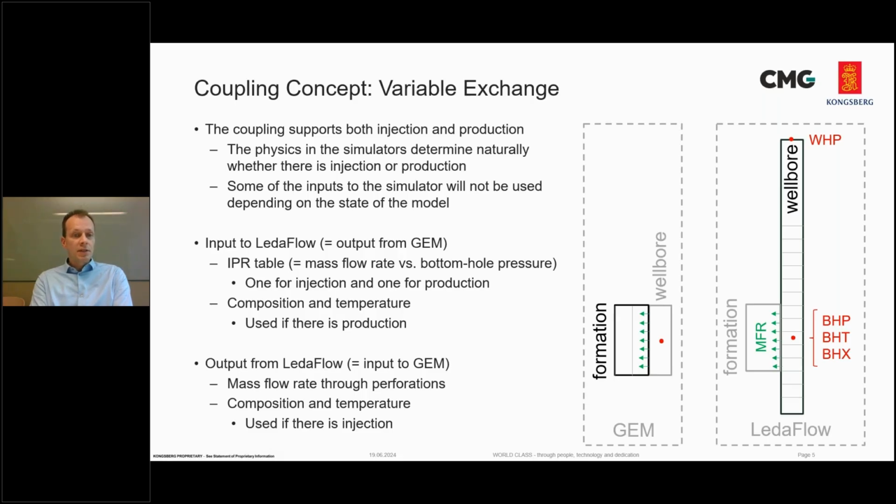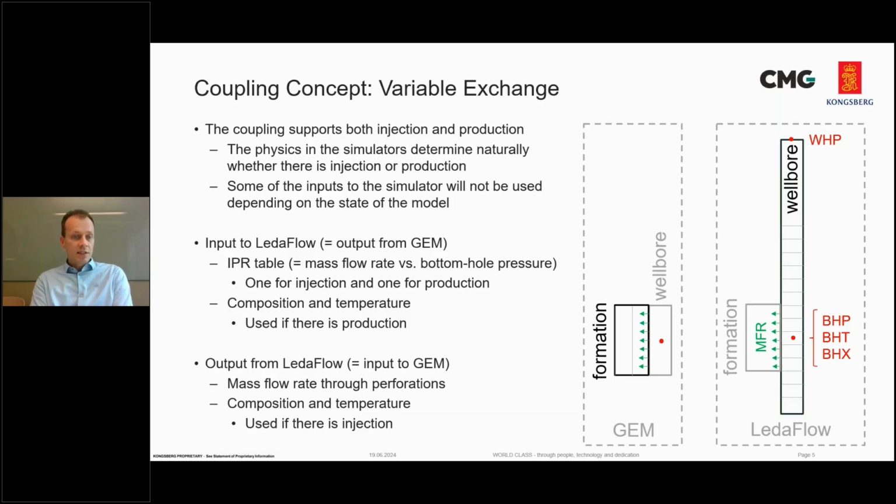And the input to LedaFlow comes as output from GEM. In this case, it involves an IPR table, which means the mass flow rate versus the bottom hole pressure as a table. And we have one IPR table for the injection, one IPR table for the production, so that is redundant depending on whether you're producing or injecting, but it's important to have both just in case the physics decide to reverse the flow. Then also the composition and temperature are specified as input to LedaFlow.